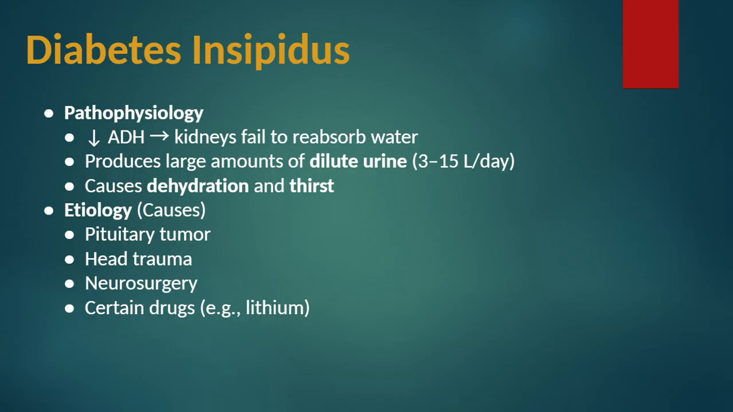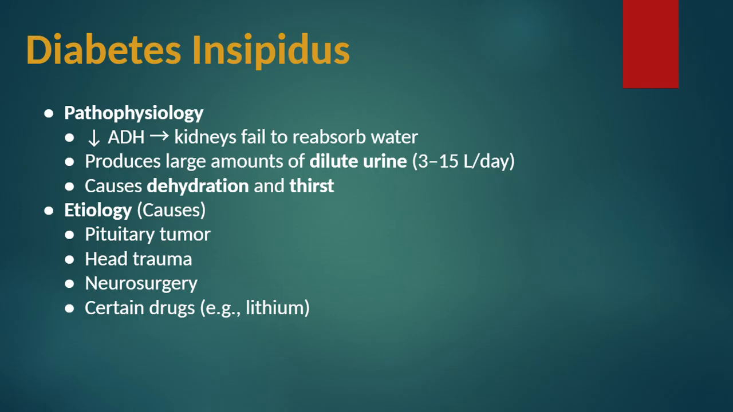Let's look more closely at diabetes insipidus, or DI. This is not related to diabetes mellitus, which involves blood sugar. Instead, diabetes insipidus is all about water balance, specifically what happens when the body doesn't have enough antidiuretic hormone, or ADH, to retain water. In normal physiology, ADH tells the kidneys to reabsorb water from the filtrate in the distal tubules and collecting ducts so that it returns to the bloodstream.